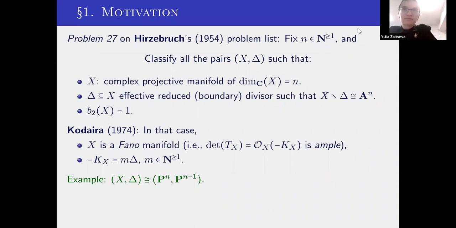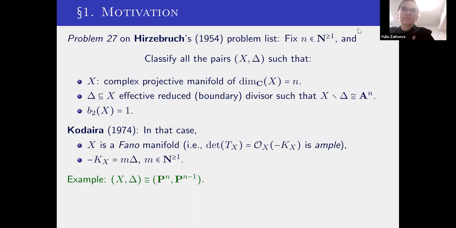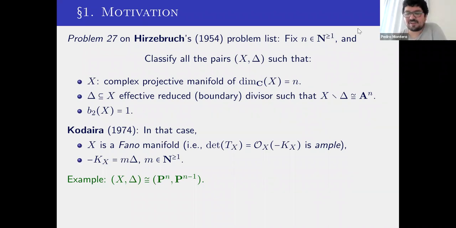Yeah, I just thought, is it possible that delta is twice some other divisor, well, inside the open part, and the anticanonical is some other multiple of the same divisor? So the coefficient m is not an integer then. But it seems that for manifolds, this is not possible, I guess. Yes, that's exactly it. Thank you. Okay. So it's always an integer coefficient. Yes. No, thank you for the remark.